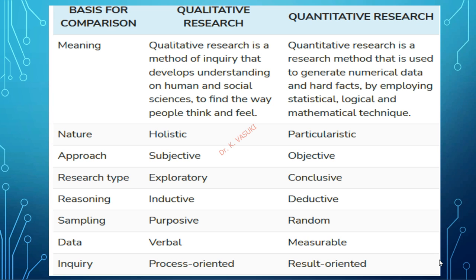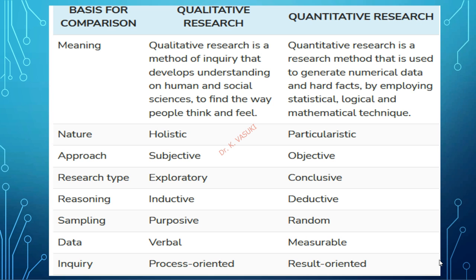And what kind of data are they using? In qualitative research, they are using verbal data because they are collecting information through words, group discussion, and interview methods. Whereas in quantitative research, the data is measurable because the collected information is assigned a number, and the number has to have a value. Based on the value, they are measuring whether we have to accept or deny it.